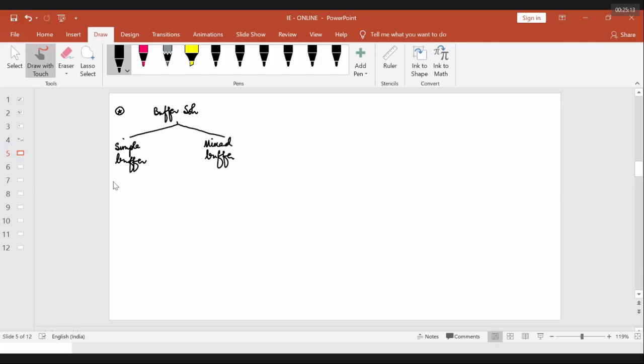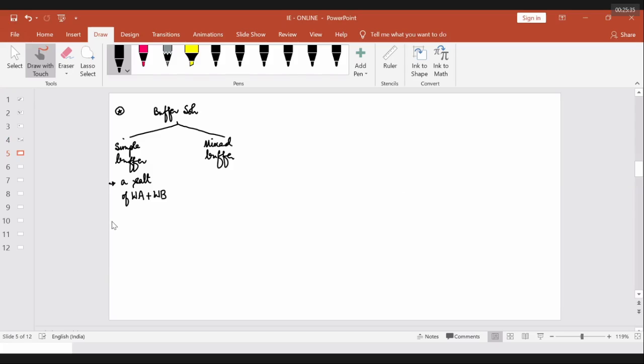Okay. Simple buffer. What is simple buffer? Simple buffer is a salt. IIT students, scientists take care of that. A salt of weak acid and weak base. Any salt of weak acid and weak base is called a simple buffer.